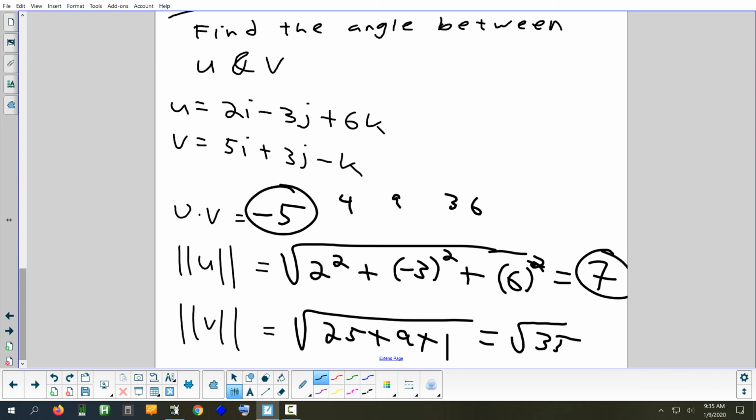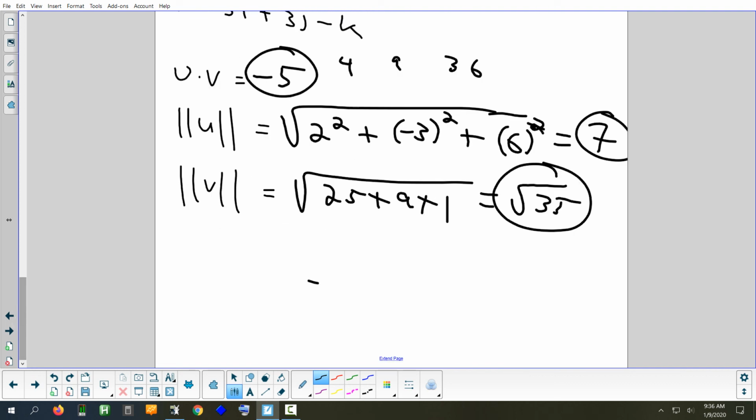So now, circle everything that's important. We've got the 3 things that we need. Now plug them into the formula to find our angle. All right. What trig function do we use when we're finding the angle? Yeah, cosine.